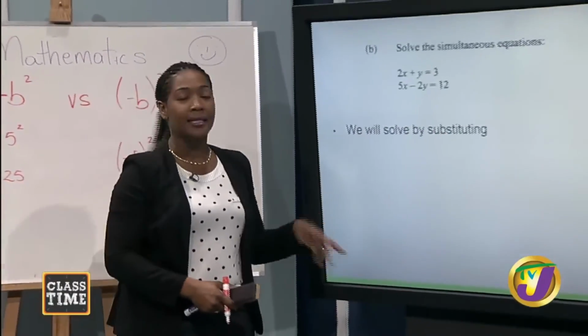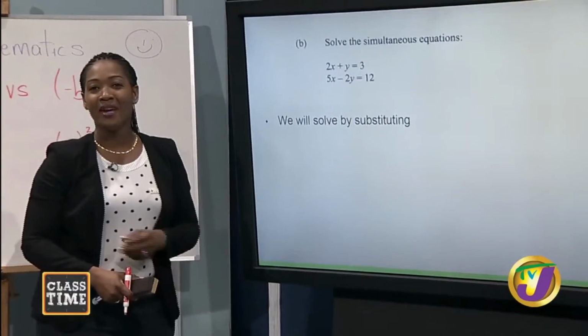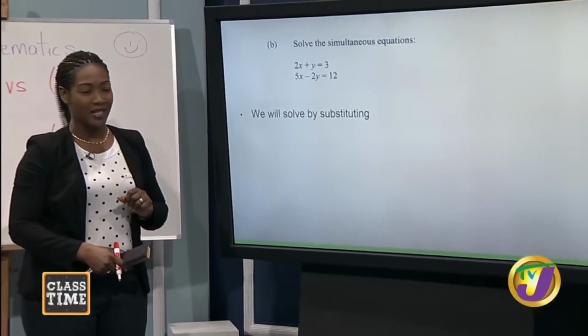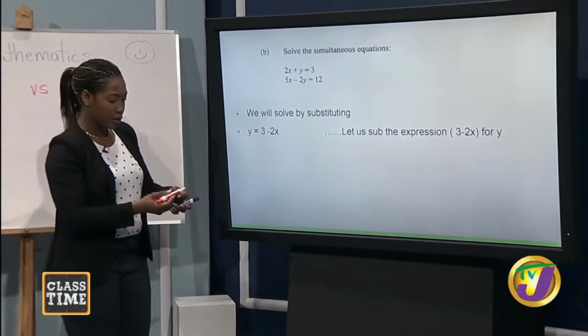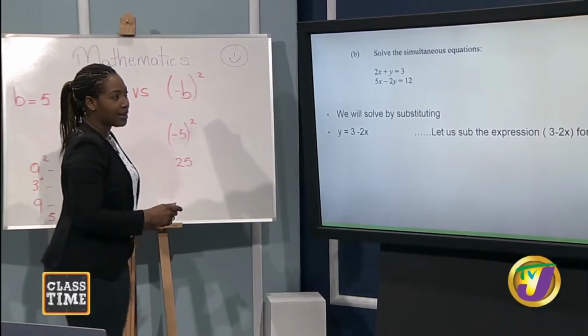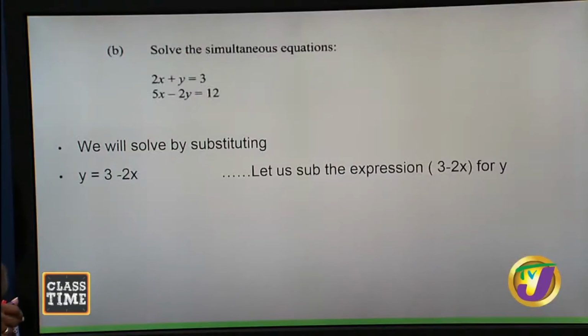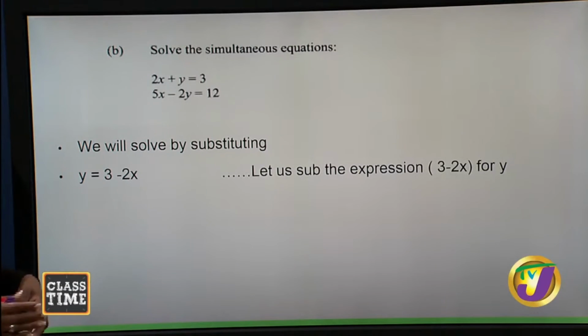All right, guys, let us look at the simultaneous equations. And today we'll be solving by substituting. All right, what do we mean by that? So the first thing when we're substituting, we need to find a value for one of our unknowns. Because what you should know by now when working with algebra, if there is more than one variable within an equation, you can't solve unless you have a way to express one of those variables in terms of the other. So that's what we do with simultaneous equations here.